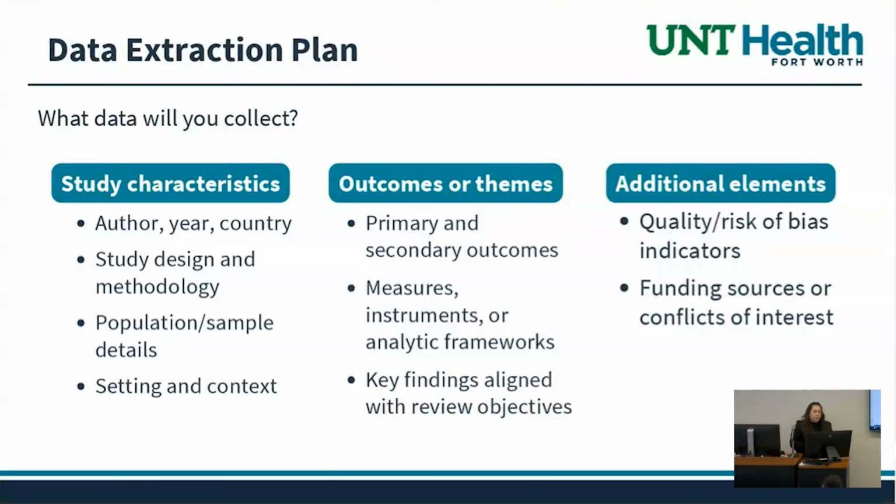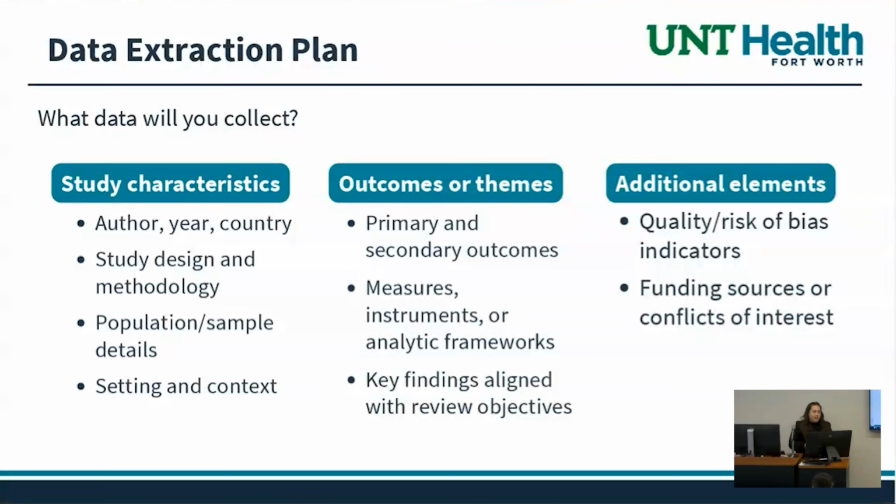Then you'll be talking about what data you want to collect. Do you want to pull the study characteristics? So the author, the year, the country, what study design they used, maybe the population they talked about, or you can also pull the themes or the outcomes. So primary and secondary outcomes, what key findings there were. And there's additional elements you can pull out as well.